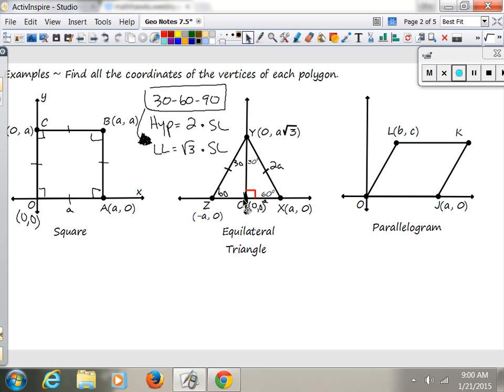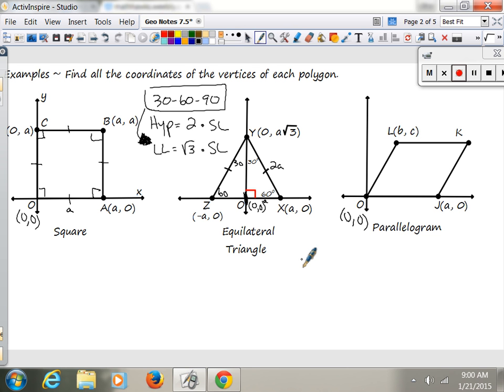Parallelogram. Let's see. We have J and we have L. So K should be easy, right? What do we think about K? We know the O down here is the origin. So what do we think about point K? Well, before we do that, let's write on the parallelogram what we know about it.